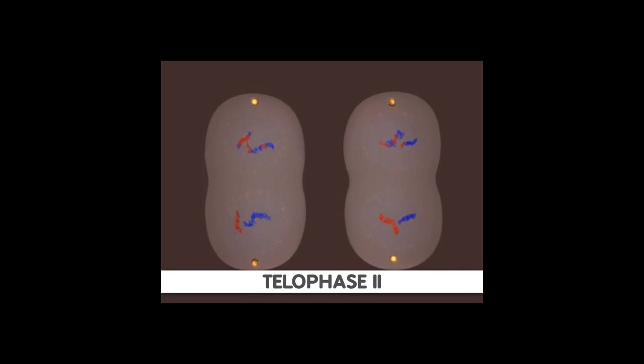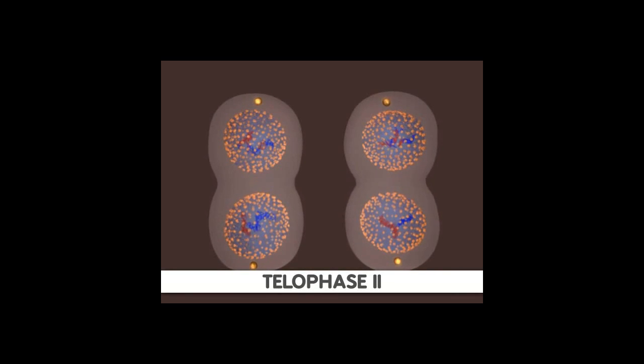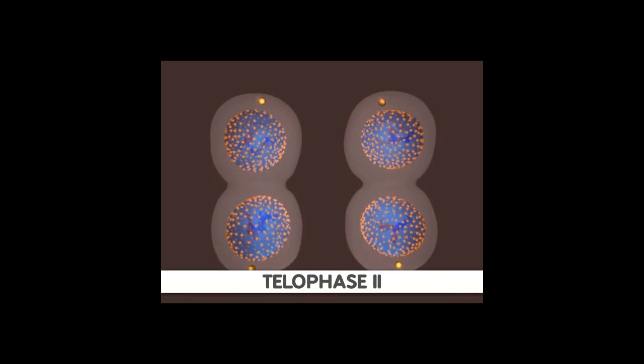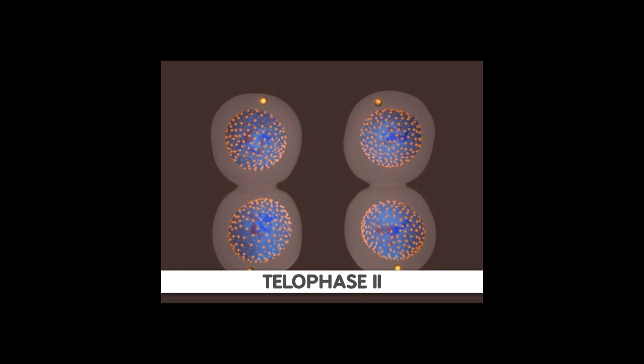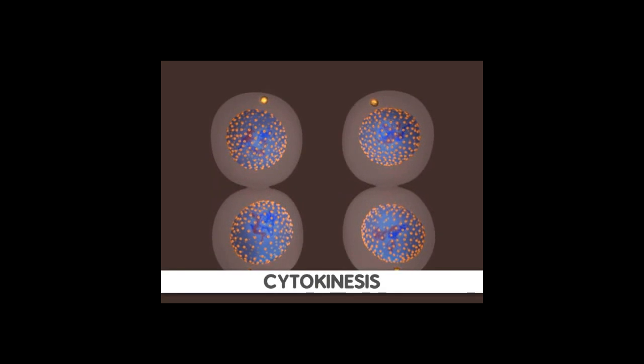In Telophase II, the nuclear membrane reforms and the cytoplasm is divided into the two haploid daughter cells. This division is called cytokinesis.